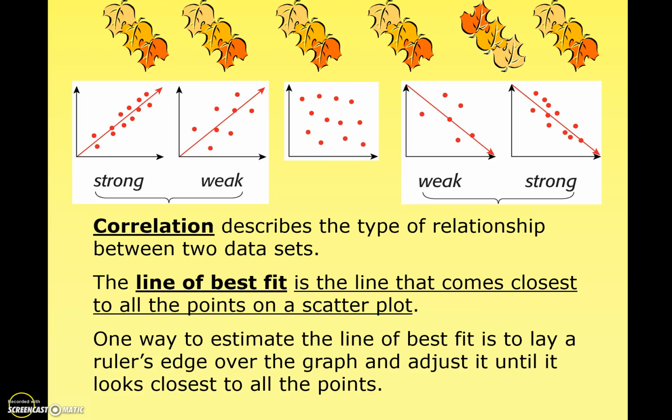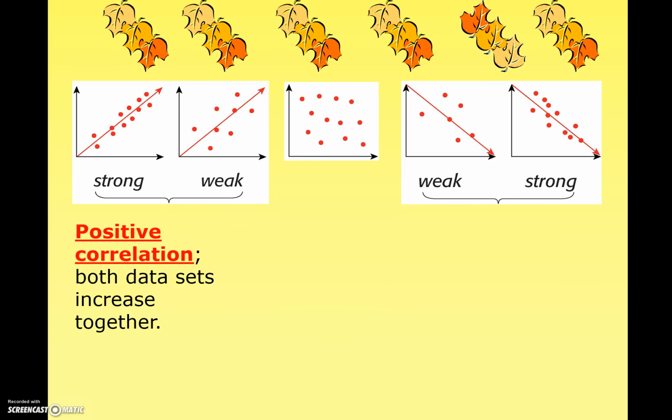We also have the ones on the right there, which are weak and strong. There is a difference between the ones on the left and the ones on the right, and that's the direction of our points. That's when we get into the positive correlation and negative correlation. We can have a positive correlation, and that's when both data sets are increasing together. So everything is going up. As you can see, it's got a positive slope for our line of best fit, and everything is going upwards together.